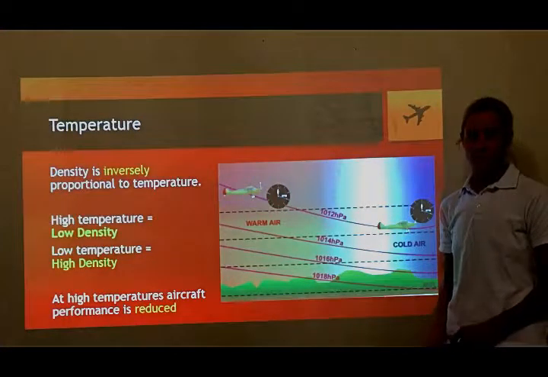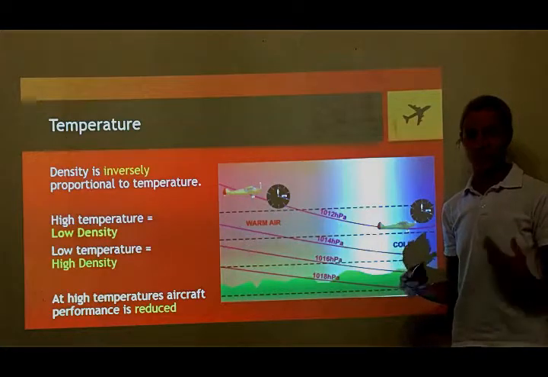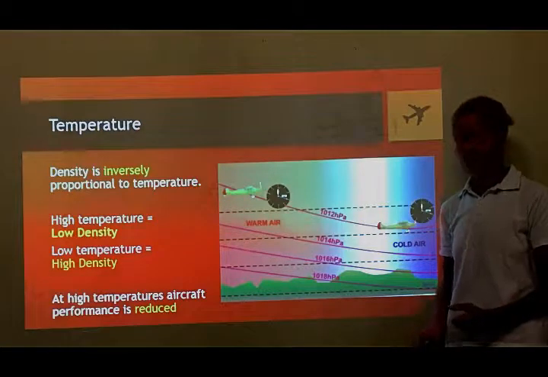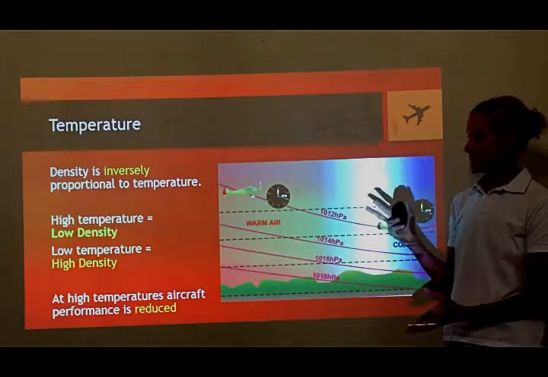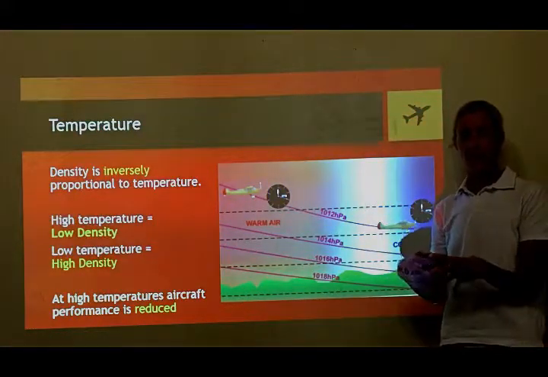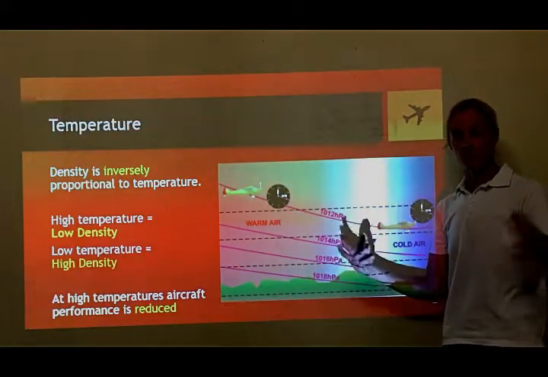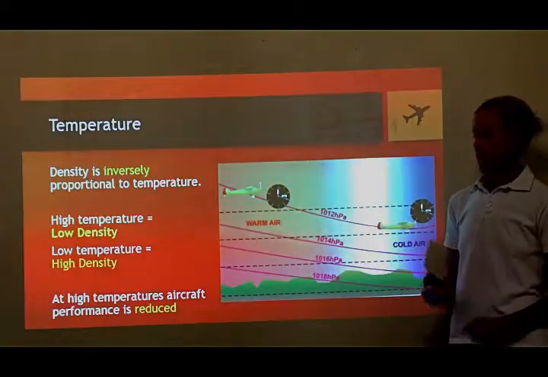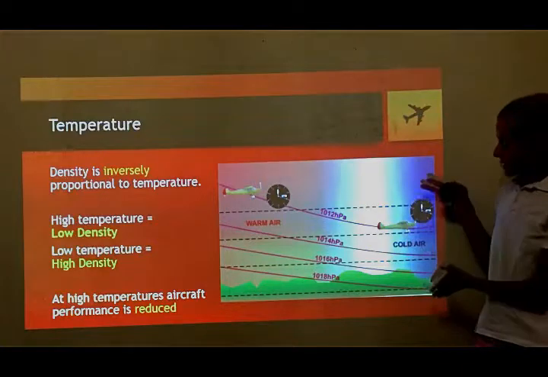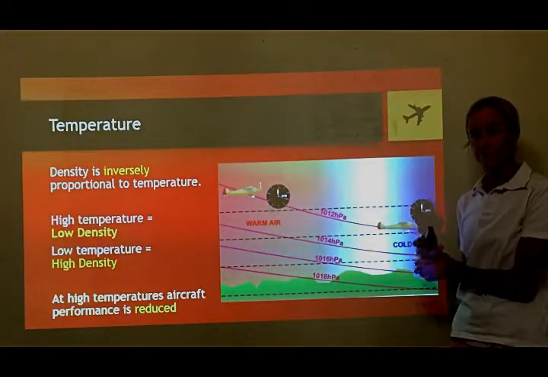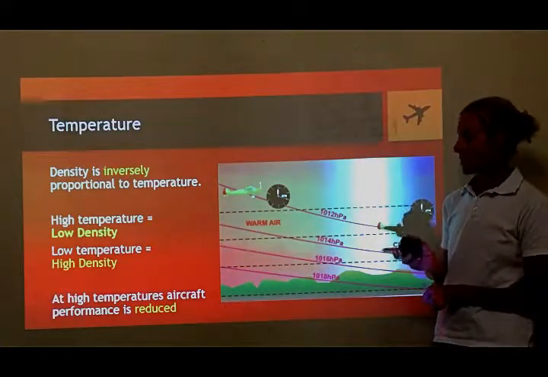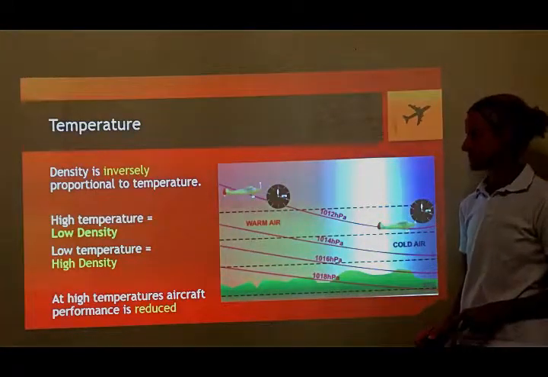Then we go on to temperature. Temperature works slightly differently to pressure in the sense that the density is inversely proportional to the temperature. The higher the temperature, the lower the density. This is because at high temperatures our air molecules spread out, so the air becomes less dense. However, at colder temperatures our molecules gather together and we have higher density. They are more tightly packed at colder temperatures. So remember, at high temperatures our aircraft performance is going to be reduced.